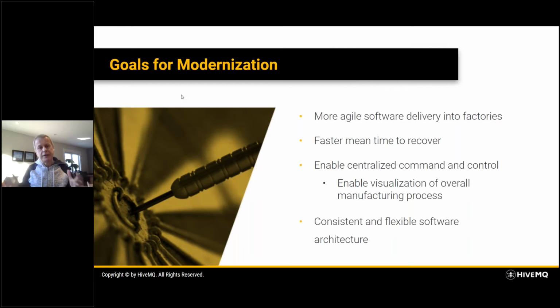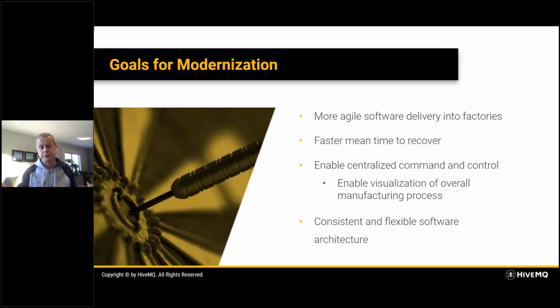So if you step back and ask what goals we can achieve from modernization, when we talk to our customers it really comes down to four goals. They're looking for more agile software delivery. Agile software development is a common practice in most IT organizations today, and they're really looking to bring some of those best practices into the factory environment.